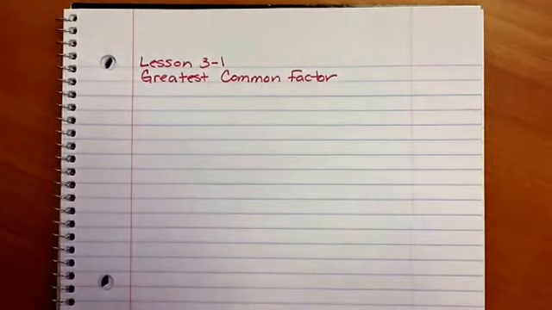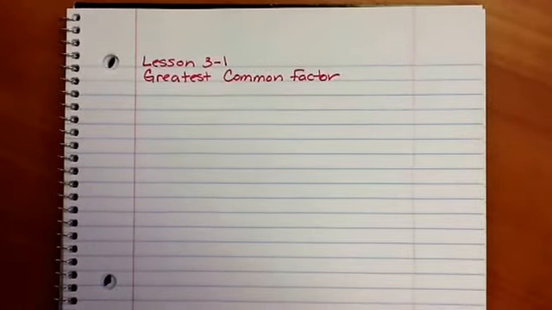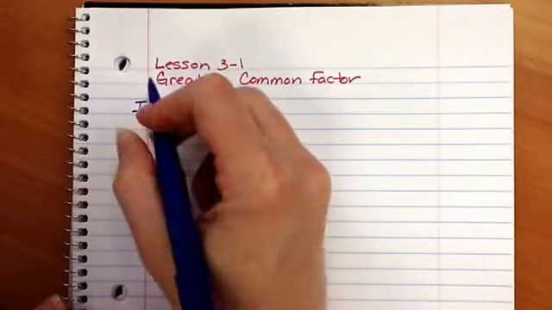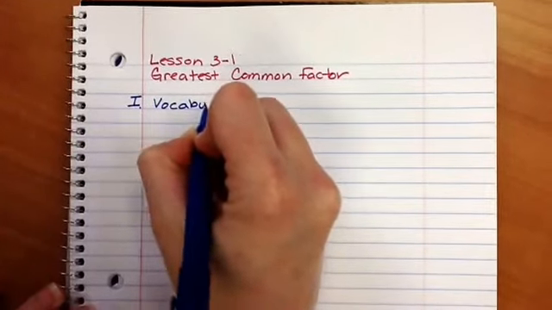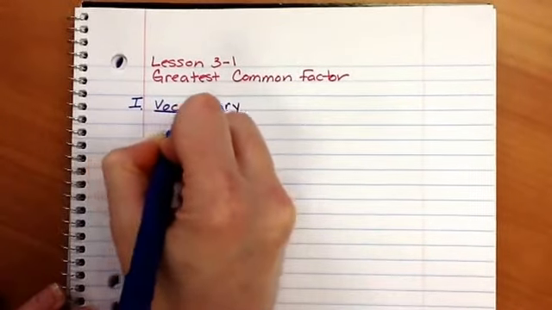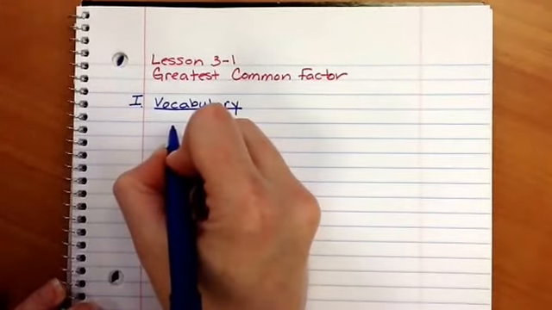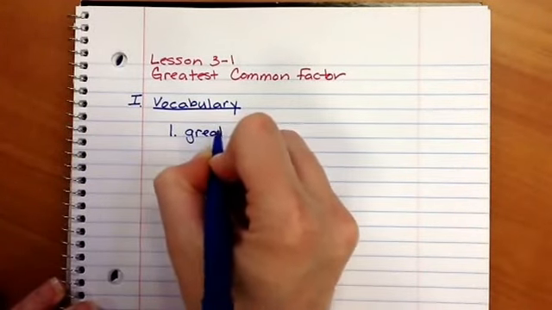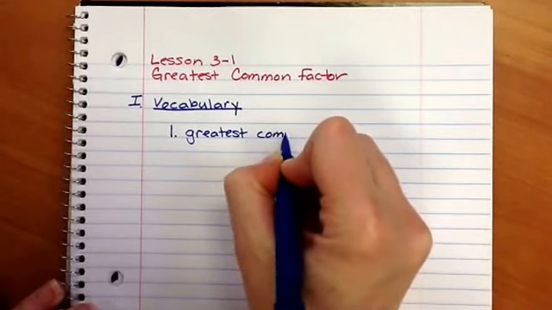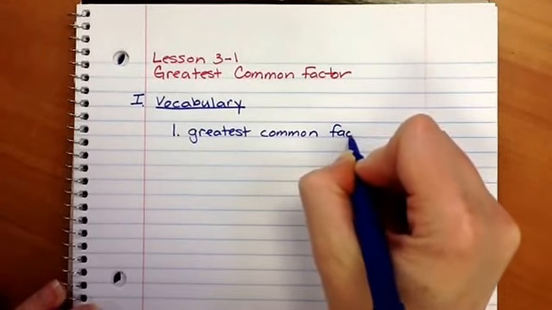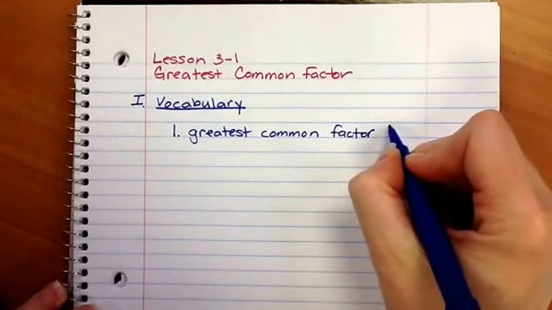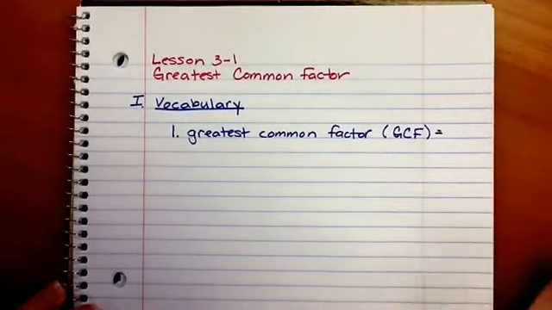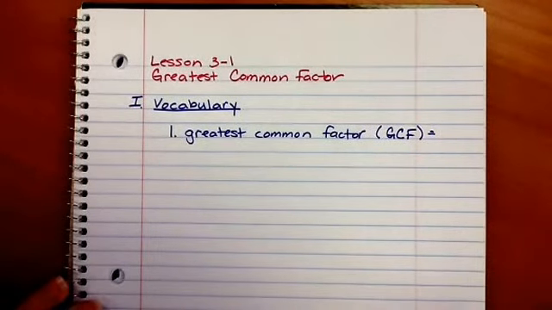Now, before we jump into how to find the greatest common factor, I want to talk about vocabulary. So please set up your vocabulary section. The vocabulary word I'm going to give you today is greatest common factor. Now you may see this written as GCF throughout the math book as we move forward here.